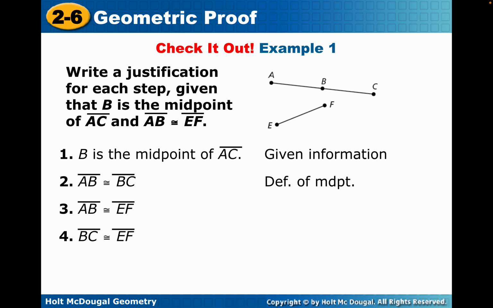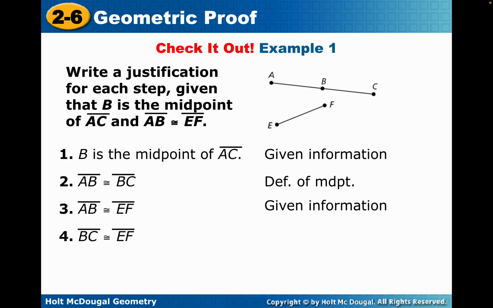All right, my next one says AB is congruent to EF. How do I know that? This is also given. This one's separated our givens, and this is probably the only time you see the givens separated. Now we have to figure out our last reason. BC is congruent to EF. Anyone have an idea of how we can figure this out?